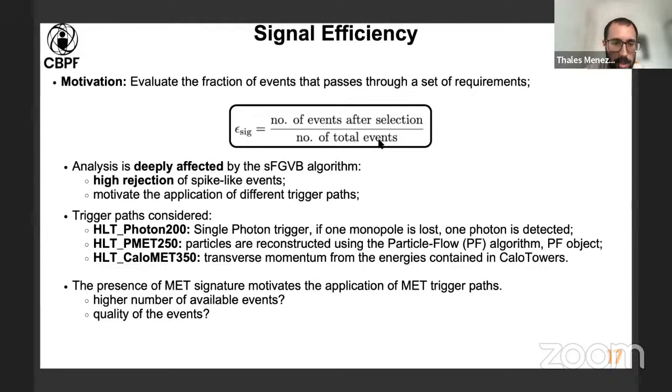So we have the standard one, the Photon 200, which is a single photon trigger, under the assumption that one monopole is lost. And we have two MET triggers. The first one uses PF MET, using information from the particle flow algorithm, considering that we have a particle flow object, for instance. And the second one uses information that is contained in the Calo towers as part of the detector. So the questions that arise with this approach are: will we have a higher number of events to do the analysis? And if so, what will be the quality of these events? Will they be the events that we are indeed looking for, or will they be events with lower quality?